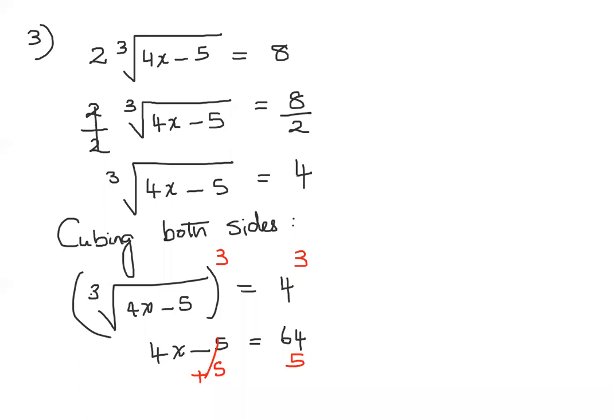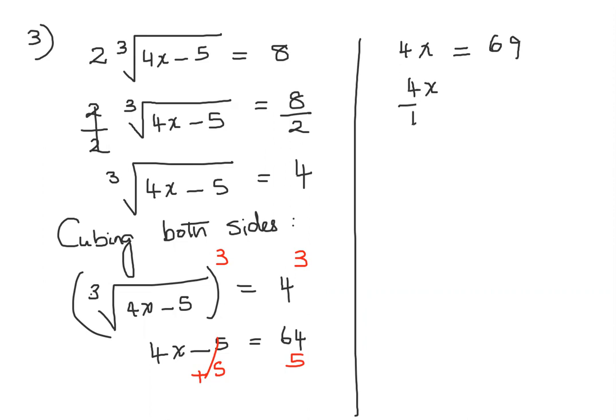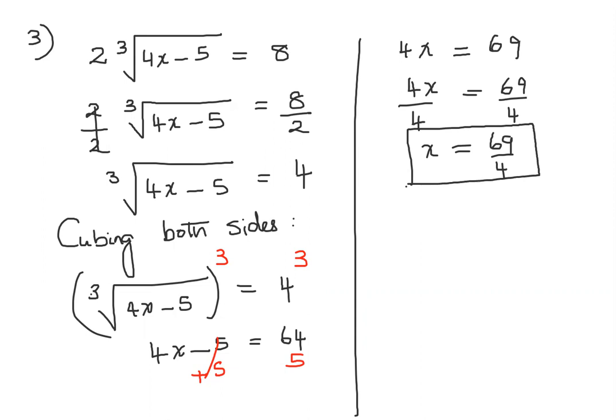So we get 4x equals 69. So we're getting a fraction. So divide both sides by 4. So we get x equals 69 over 4. Now we are going to check the solution to see if this is the right answer.